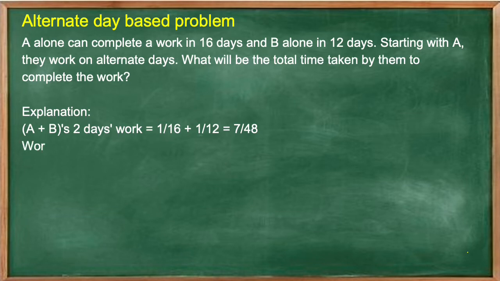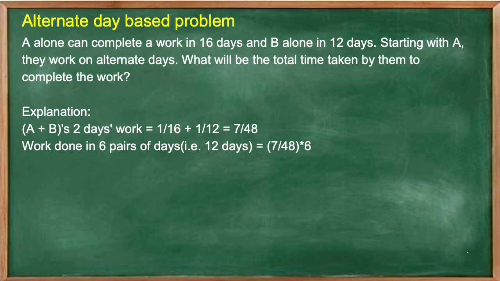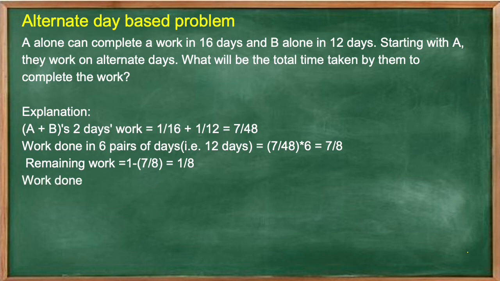So, we can say that work done in 6 pairs of days, that is 12 days, will be equal to 7 by 48 into 6 is equal to 7 by 8. Now, 7 by 8 work has been done in 12 days. So remaining work will be equal to 1 minus 7 by 8, which is equal to 1 by 8. Now after 12 days, it's A's turn on 13th day. So work done by A on 13th day will be equal to 1 by 16.